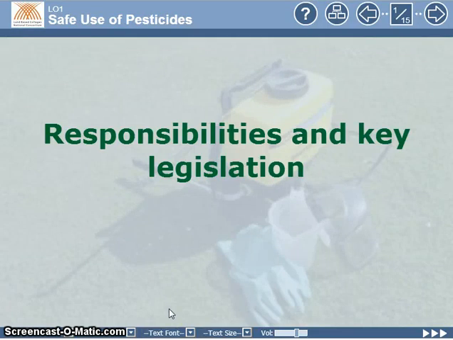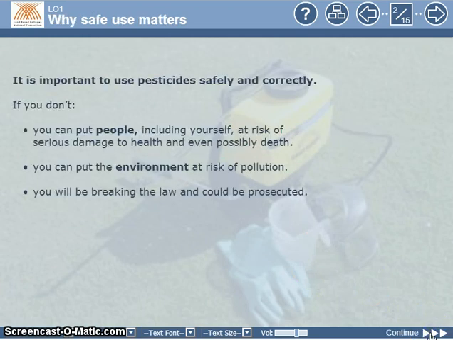Okay, this first section is on responsibilities and key legislation. It is important to use pesticides safely and correctly. If you don't, you can put people, including yourself, at risk of serious damage to health and even possibly death. You can put the environment at risk of pollution, and you will be breaking the law and could be prosecuted. So they're the three main reasons for using them safely.